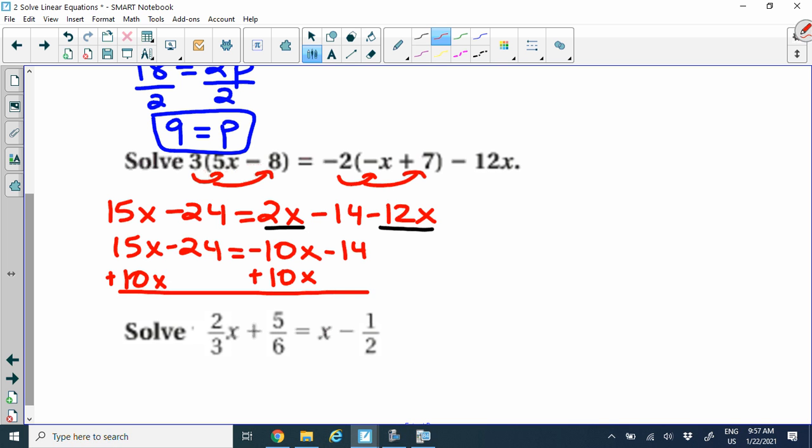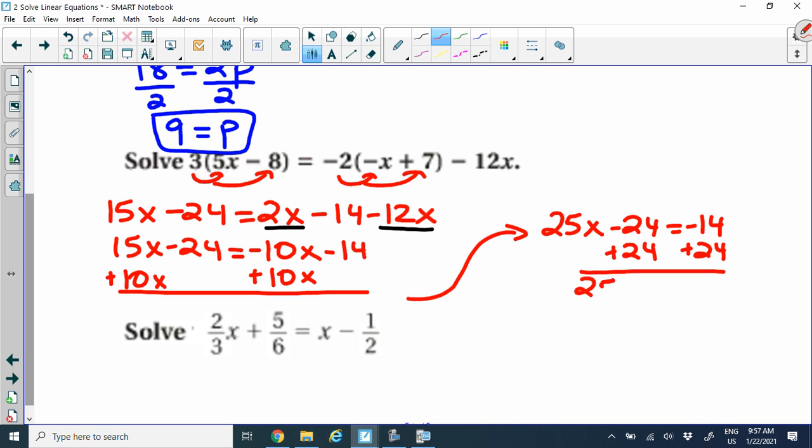Okay. That means I now have, I'm going to bring this over here, so I have room, I have now 25x minus 24 equals negative 14. Now, I need to get that 25 all by itself, so what I'm going to do next is I'm going to add the 24 to both sides. So I get 25x equals 10, and now I divide both sides by 25.